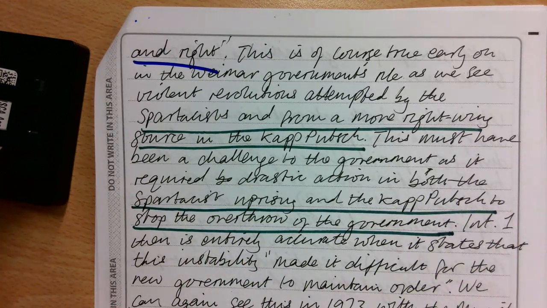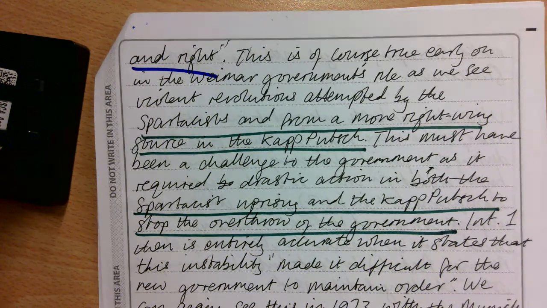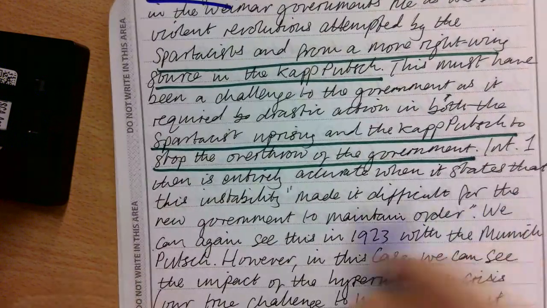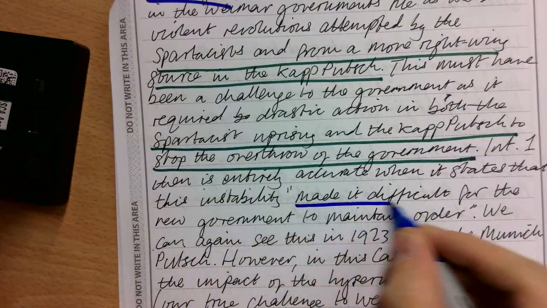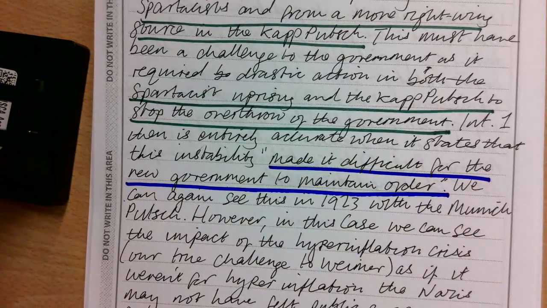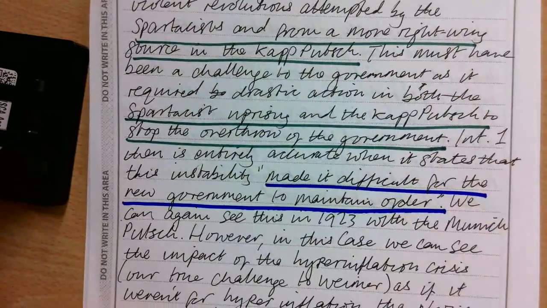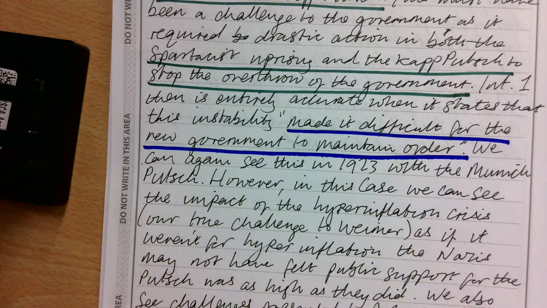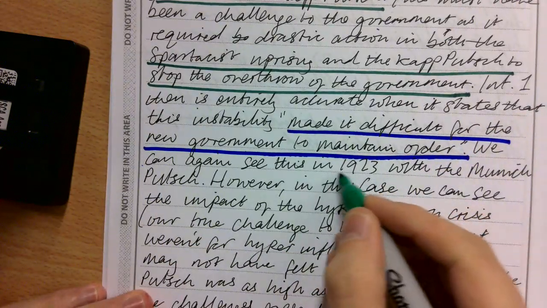Interpretation 1 then is entirely accurate when it states that, so I've probably got a quote coming up here. Interpretation 1 then is entirely accurate when it states that this instability made it difficult for the new government to maintain order. So again, I'm talking about the interpretation, I'm giving quotes, saying what it's telling me, and supporting with my own knowledge throughout. We can again see this in 1923 with the Munich Putsch. So some of my own knowledge.